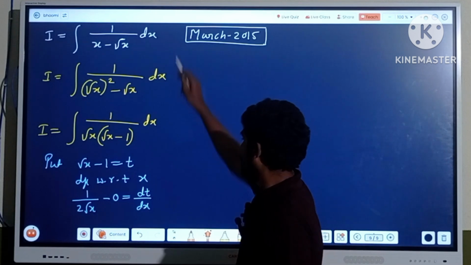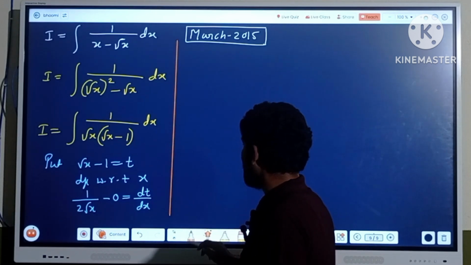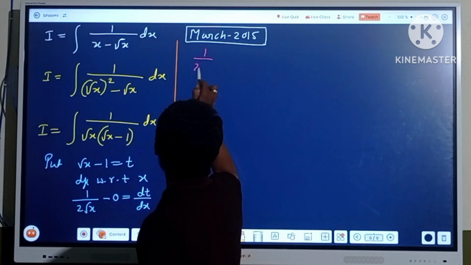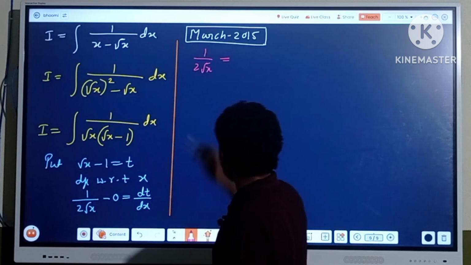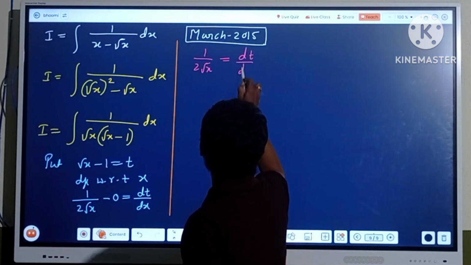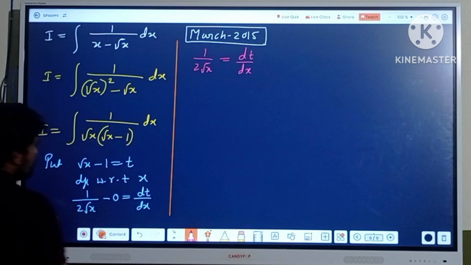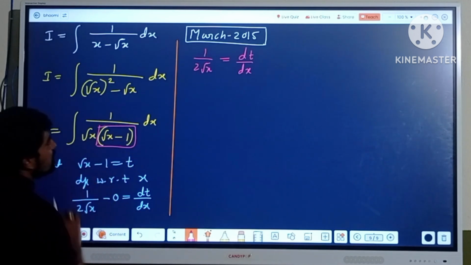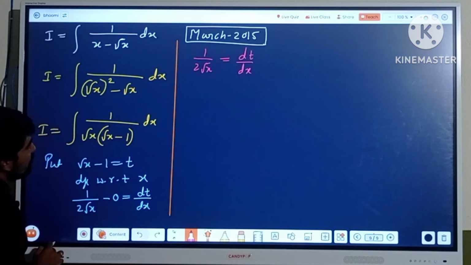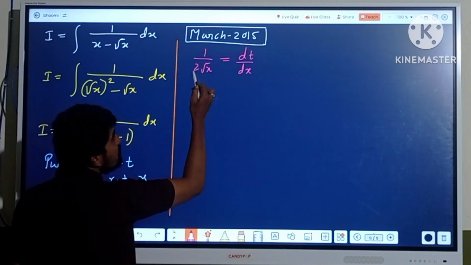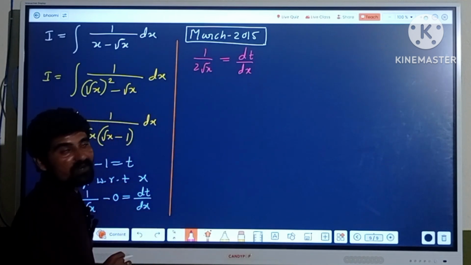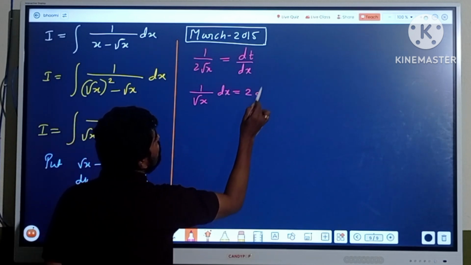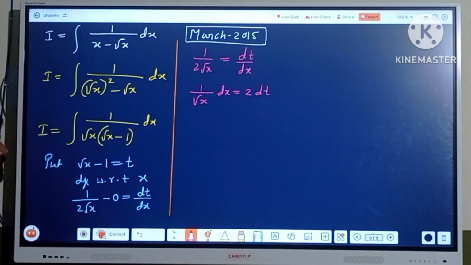Now see here. After this, we know that 1 by 2 root x minus 0 is 1 by 2 root x, equal to dt by dx. Now I substitute root x minus 1 here, and what remains in the question is 1 by root x dx. Therefore, 2 shifts towards the right side and dx towards the left side. So it means we got 1 by root x into dx is equal to 2 into dt. I hope all of you are understanding.